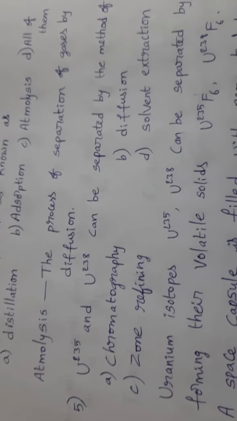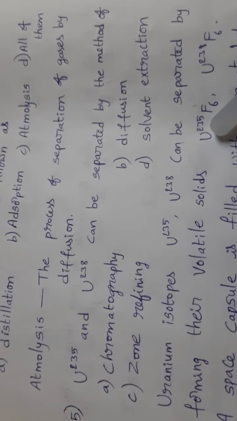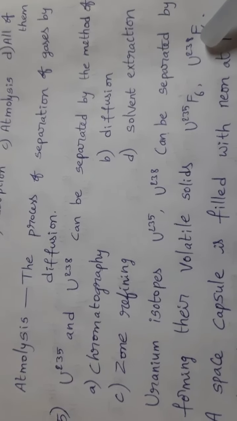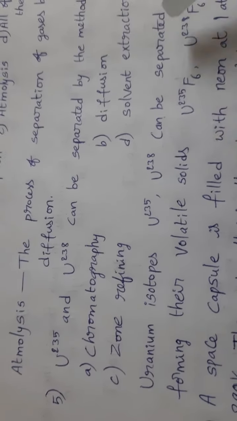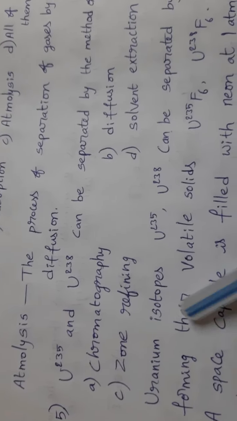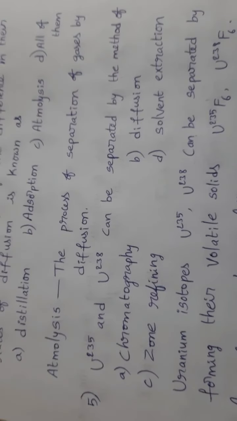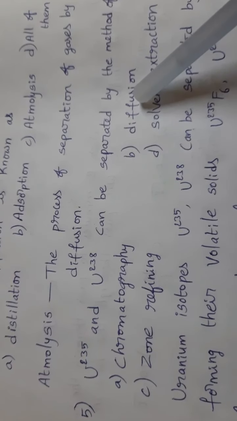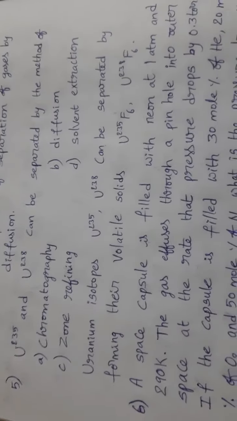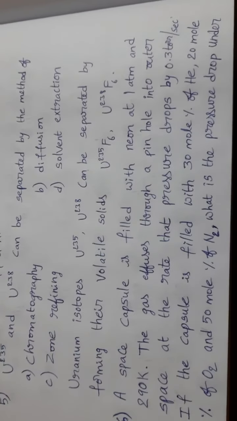So these are called volatile solids. It can be converted to vapor at a particular temperature, and to another at a different temperature. So based upon this volatile solids formation, we can separate these two isotopes from the given mixture. In this way, diffusion is used for the separation of isotopes of uranium. Option B is the answer. This one is also an application of diffusion. Next, go to the numerical.